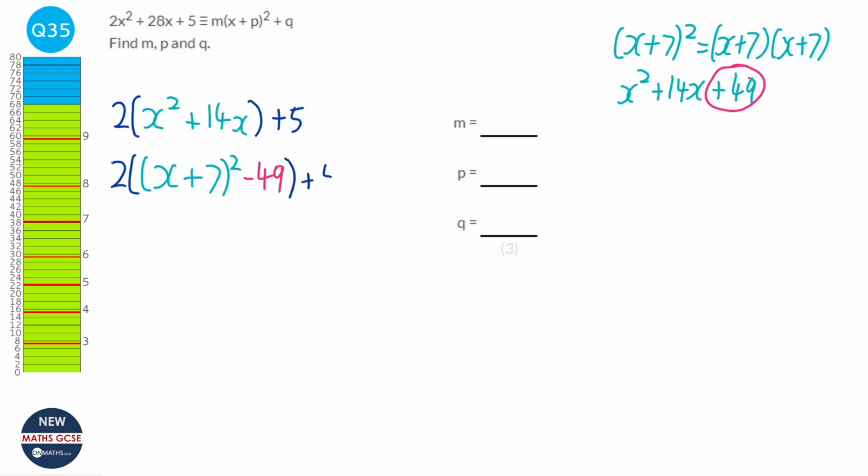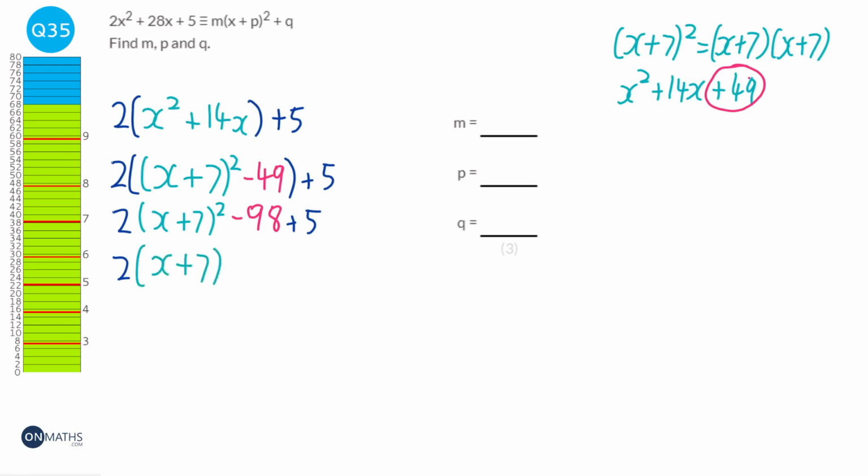Close bracket, plus 5. Okay, now I'm going to expand these brackets and to have the 2 next to the x plus 7 squared. And 2 times minus 49, which will be minus 98, plus 5. And then all we need to do now is add the minus 98 and the plus 5 together, which should be minus 93. The m part will be the 2, the p part will be the 7, and the q part will be the minus 93.